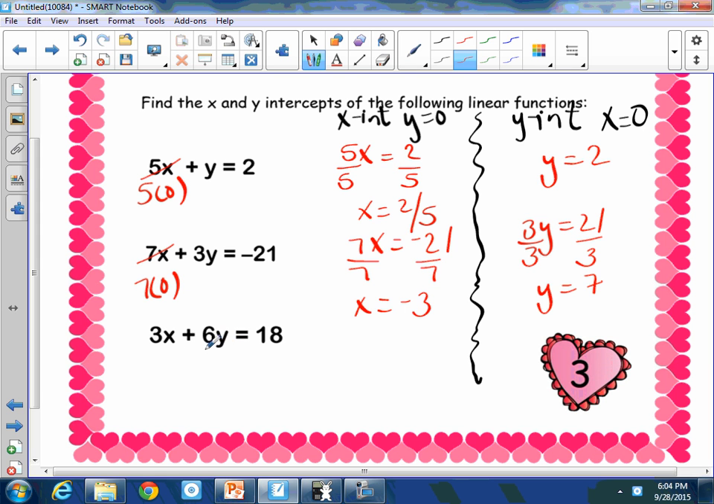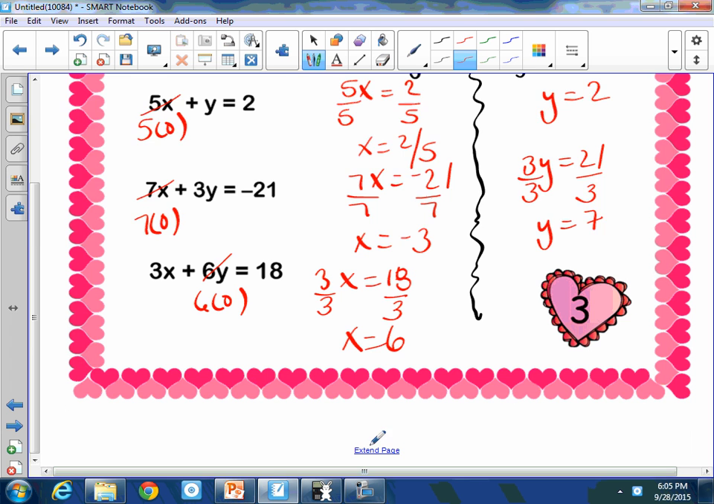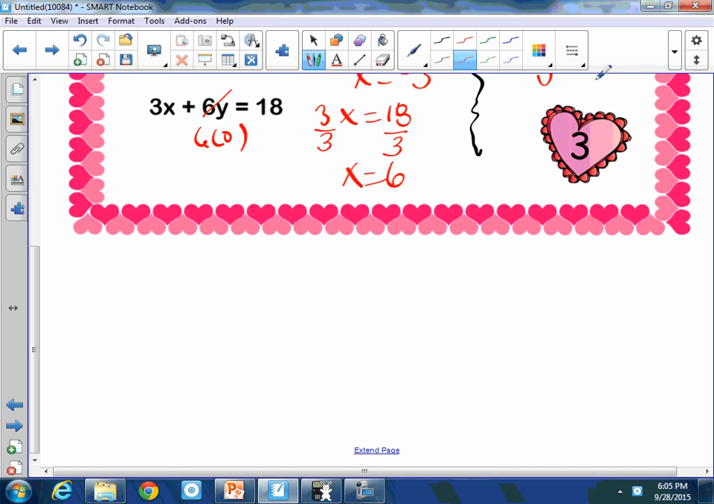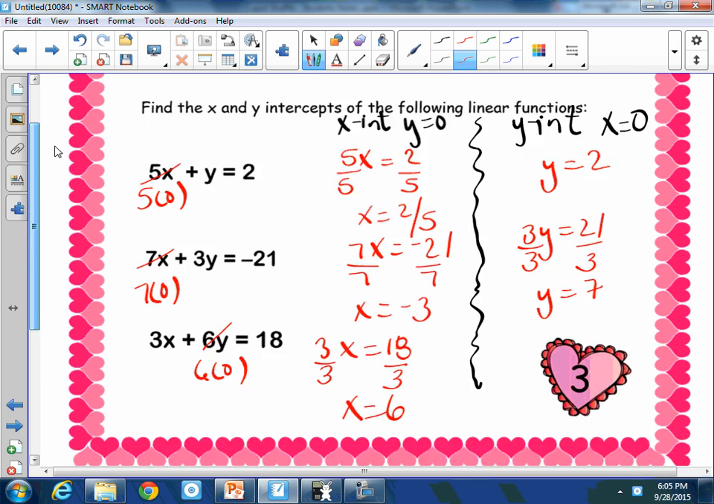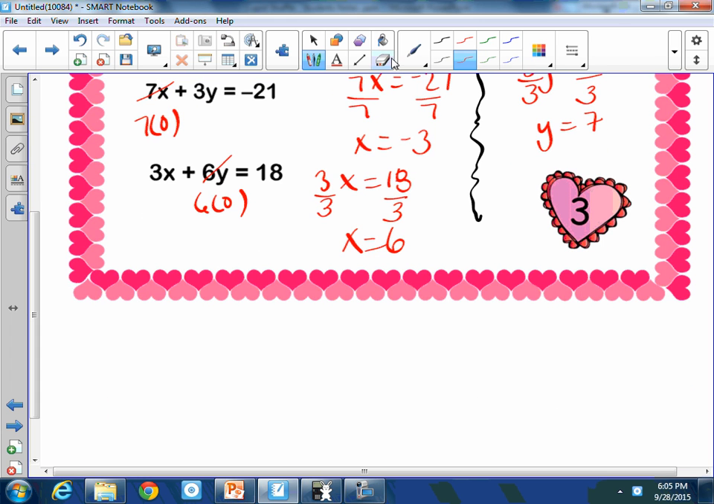Okay, on the next one, y equals 0, so that part is 0, because 6 times 0 would be 0. So now you've got 3x equals 18. Divide by 3, x equals 6. I'm going to extend the page, and I'm going to do it right over here. For the y-intercept, x equals 0.